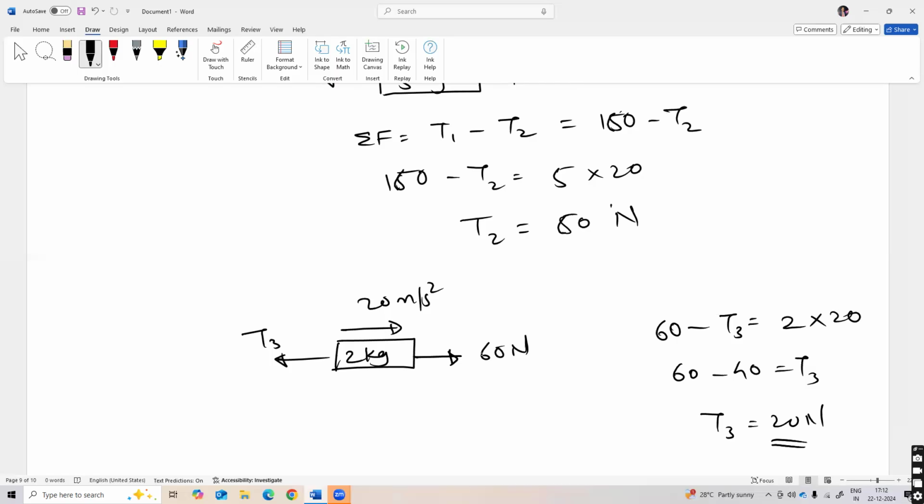I will just give you one question to solve, and I will give you 2 minutes. Let's see whether you are able to find it correctly.